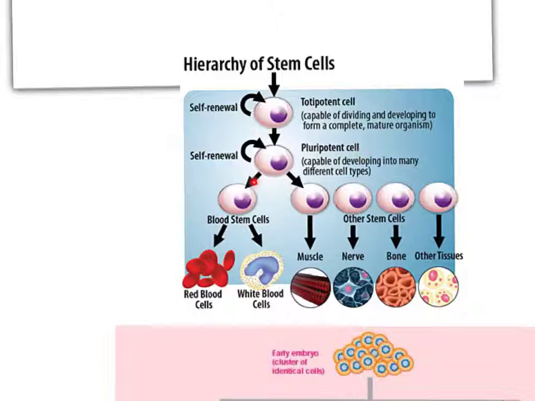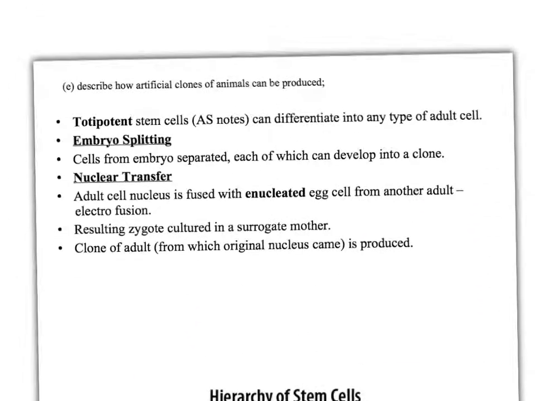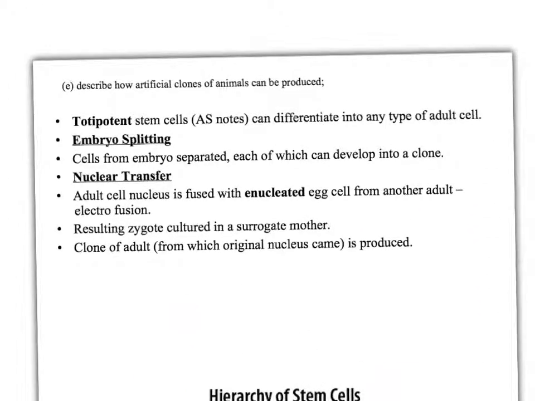These can only divide into a more limited number, and then other stem cells will be able to divide into an even more limited number. But totipotent cells are ones that can divide into any type of cell eventually. Okay, so that's a key word, totipotent stem cell. And talking about different ways in which we can do this.